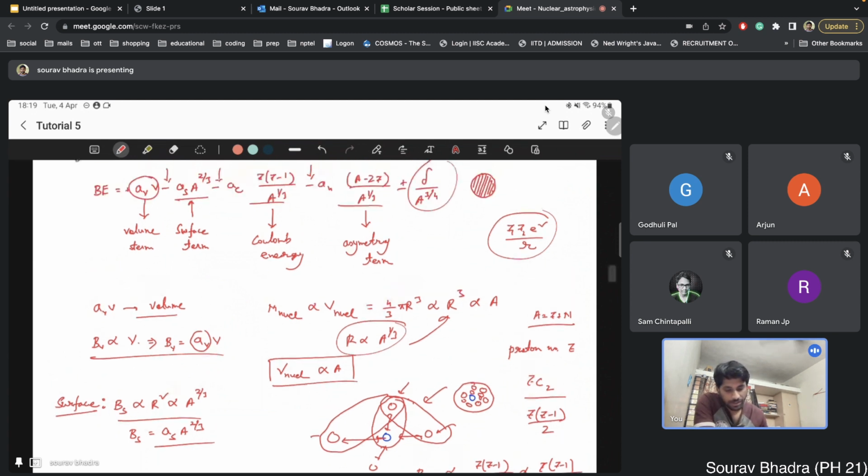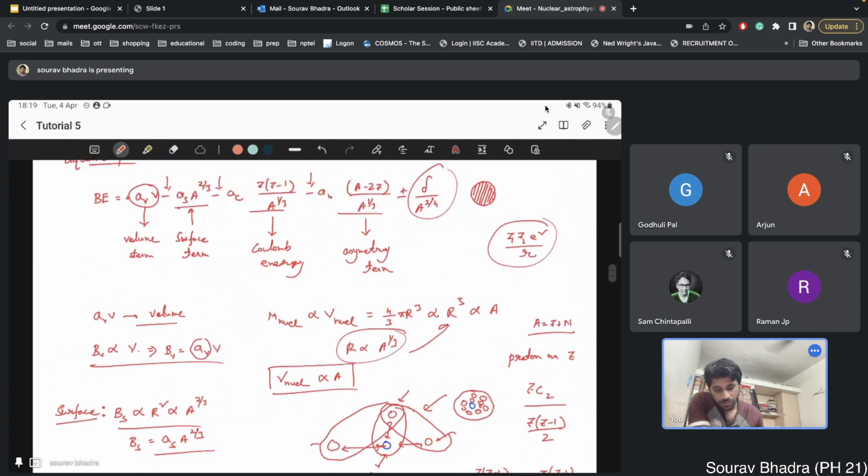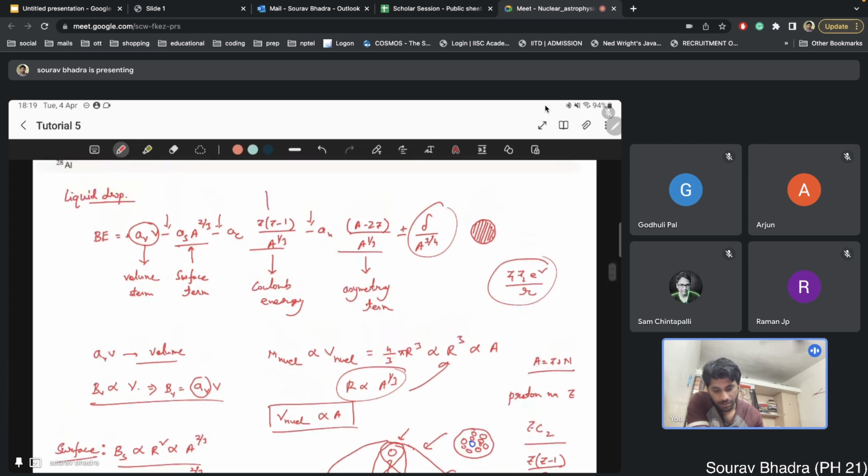So you can see this Coulomb energy term, the third term, is Z into Z minus 1 by A to the power 1 by 3, and another constant AC is there. So AC, AS, AV, all these terms are constants. So this was due to the Coulomb energy.